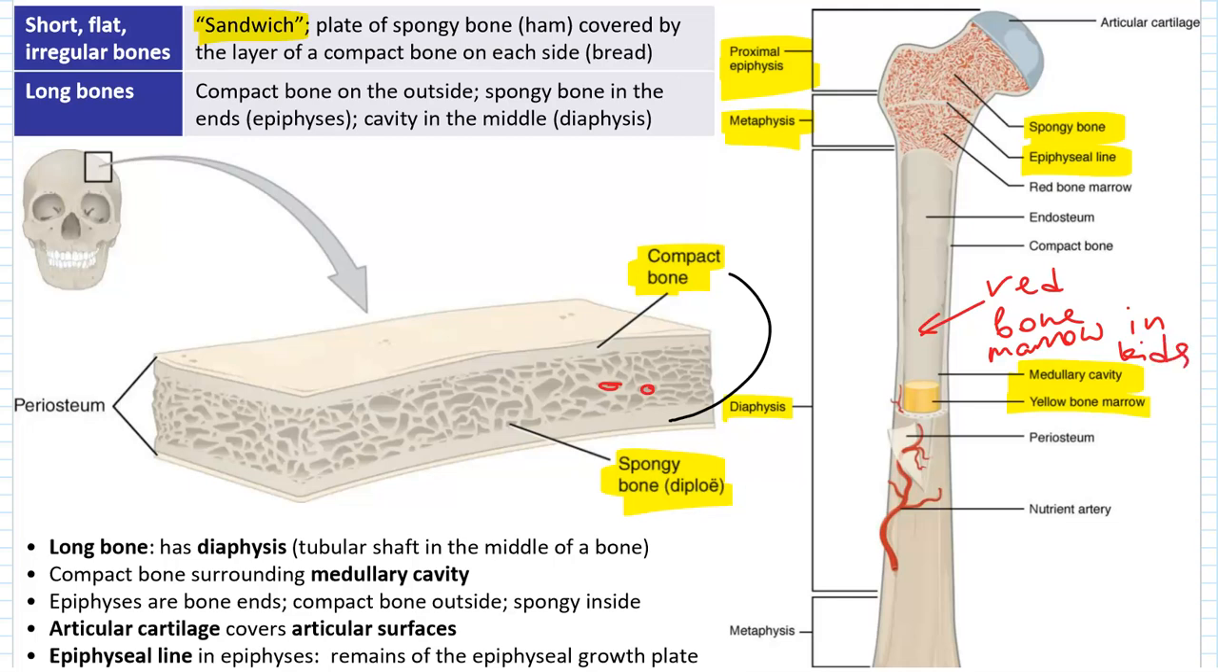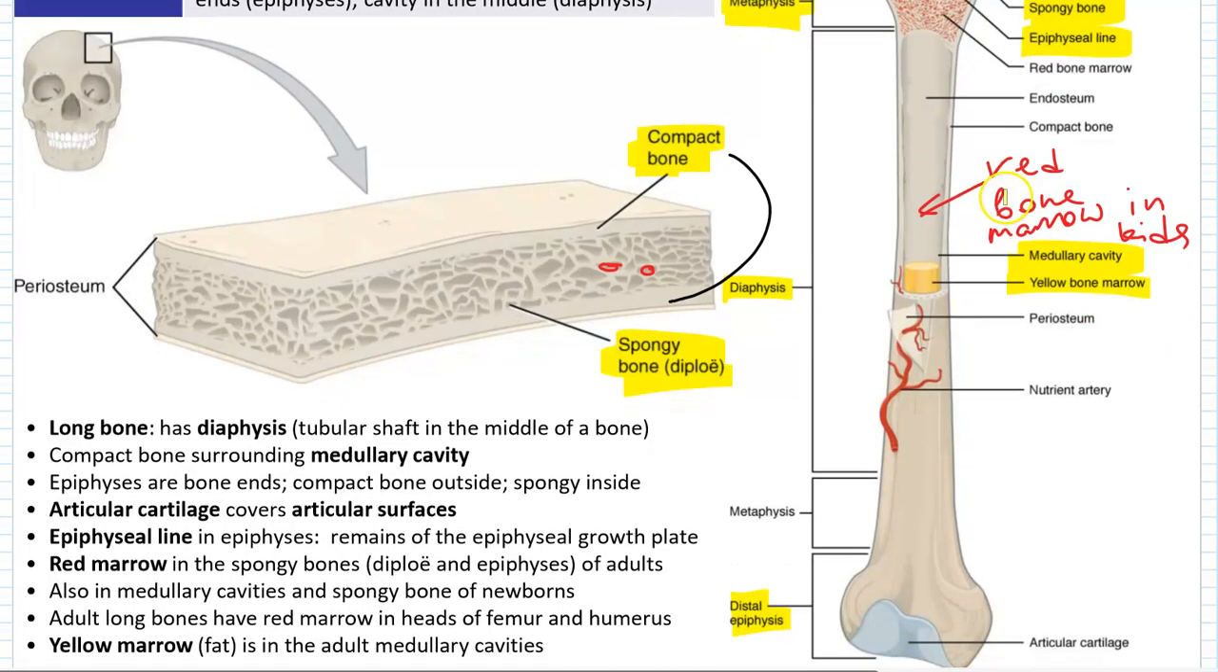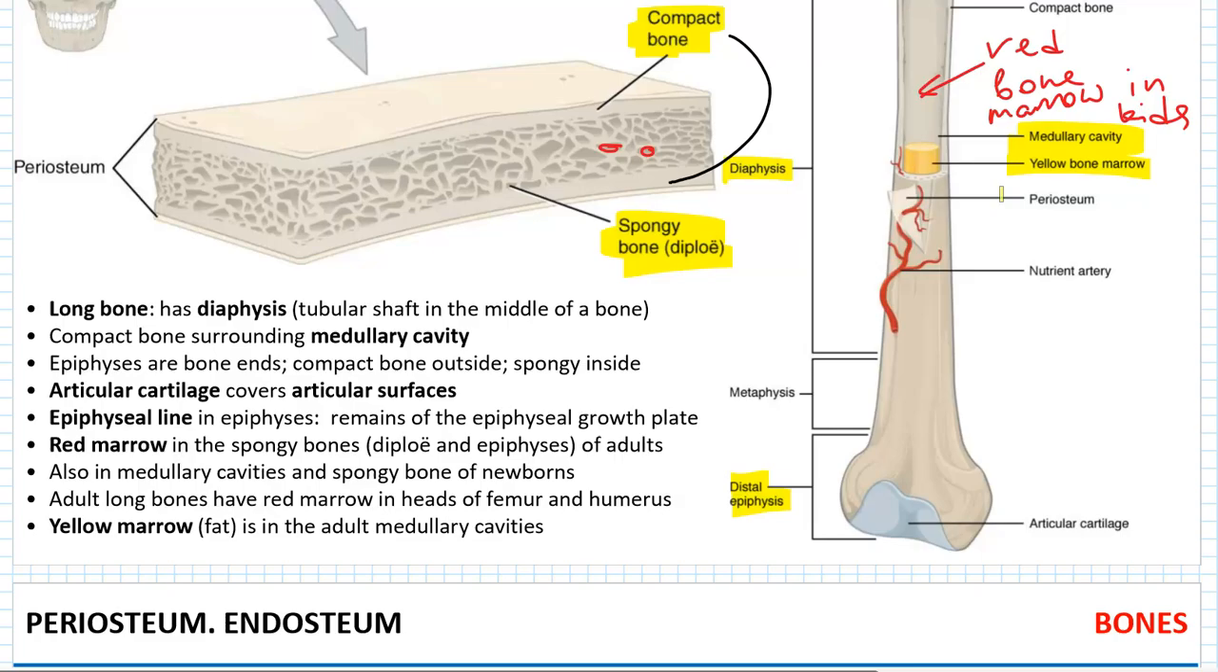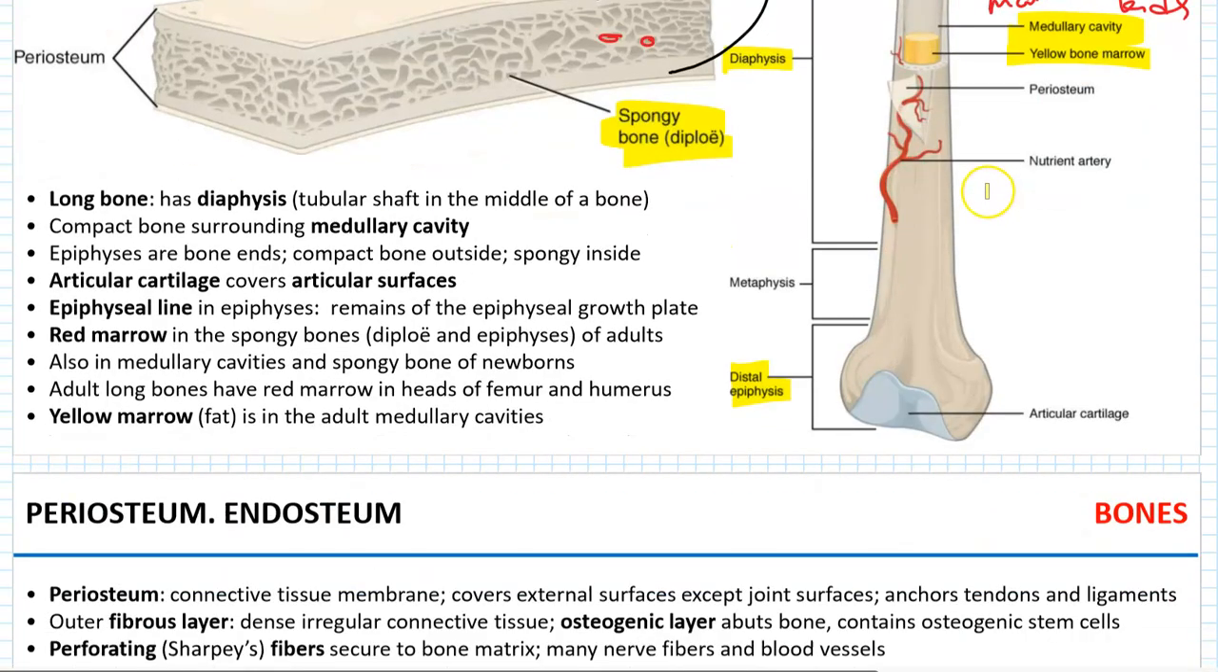So as we grow up, it is being replaced by yellow bone marrow. Okay, does that make sense? Now the ends of the bone in the adult are covered with the articular cartilage. Articular means that there's a communication, there's an articulation somewhere. And as we mentioned before, your bone in its entirety is covered in the periosteum.